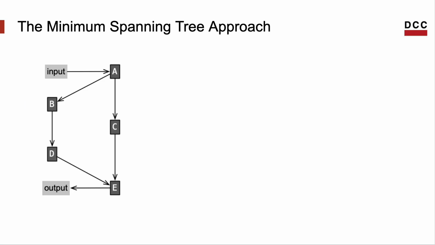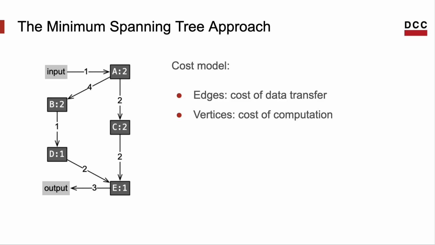Just as an example, let's assume that we have a graph like this. And then we have a cost model. This cost model will assign costs to edges and to vertices. So we can think of the cost of an edge as the cost of transferring data, and the cost of a vertex as the cost of computing that vertex.